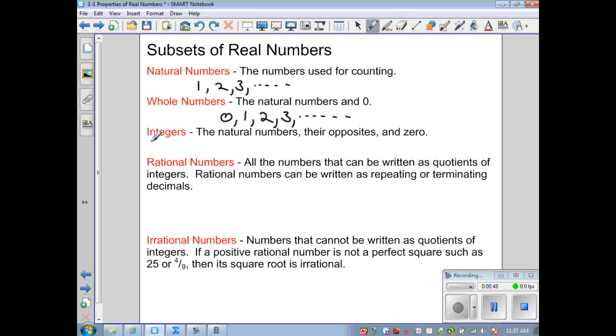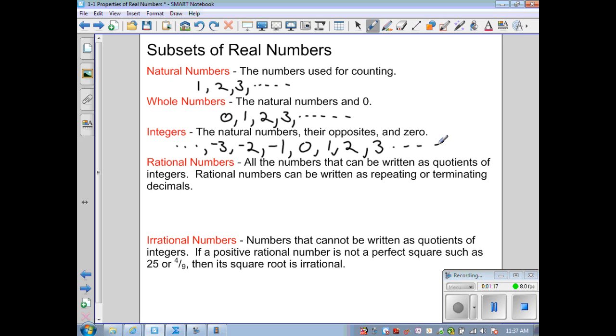The integers are the natural numbers and their opposite numbers, and this also includes 0. Therefore, it has negative values: -3, -2, -1, 0, 1, 2, and 3. And they continue to infinity on the negative end and on the opposite end, which would be the positive end.